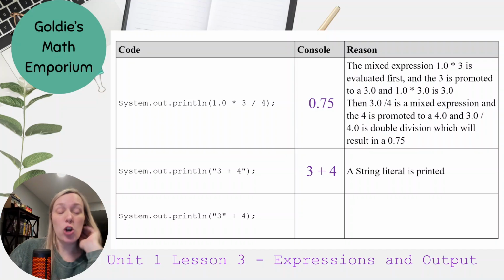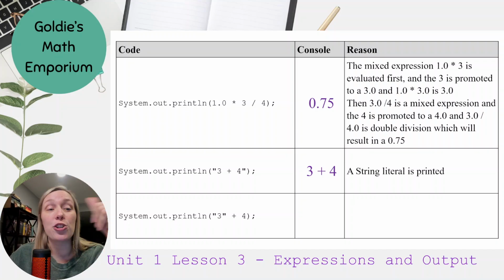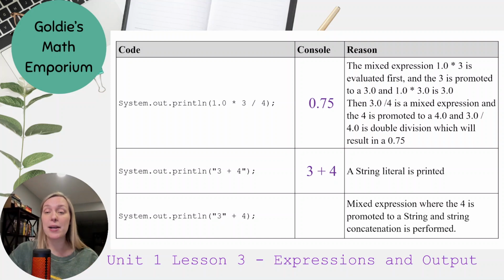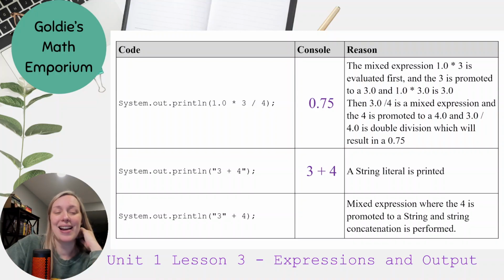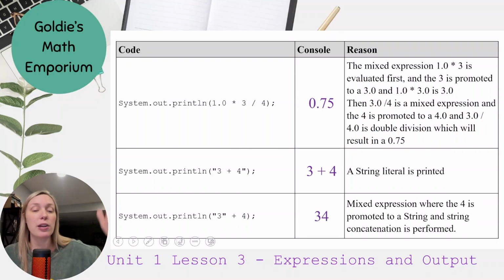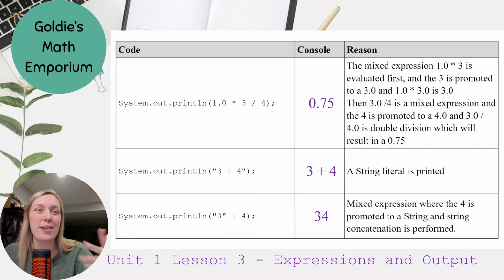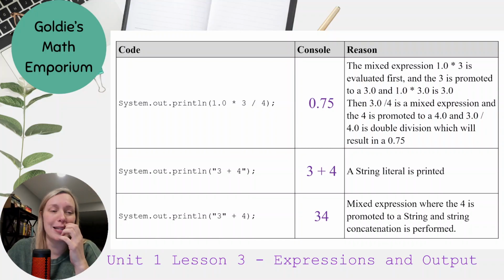Okay. We talked about mixing strings and integers in the last lesson. If I have a string literal plus an integer, okay, what'll happen is it's a mixed expression where the 4 is promoted to a string. Because it's a mixed expression, string is more complex, okay? So 4 gets promoted to a string. So what gets printed to the screen is a 34, okay? It basically treats the whole thing like a string itself and will print off exactly as it sees.